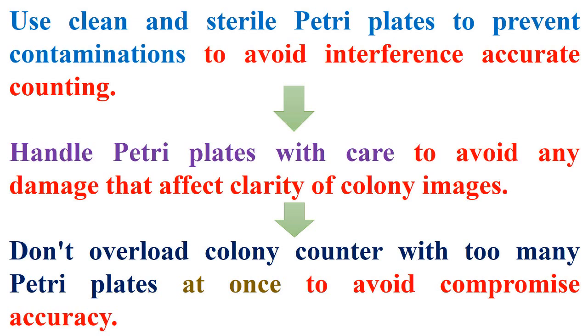After that, use clean and sterile Petri plates to prevent contamination, to avoid interfering with accurate counting. Then handle the Petri plates with care to avoid any damage that affects the clarity of the colony images. But please be attentive: don't overload the colony counter with too many Petri plates at once, to avoid compromising accuracy.